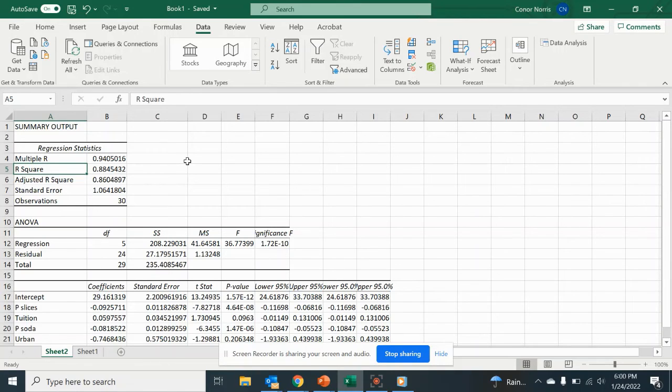So here, look what we have. Our R-squared is equal to 0.88. 0.88 is pretty close to 1. So we say 88%, a little bit over 88% of the variation in the quantity of slices of pizza that college students demand can be explained by our model. So this is a really good model.